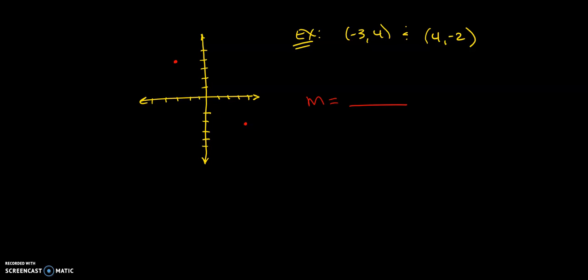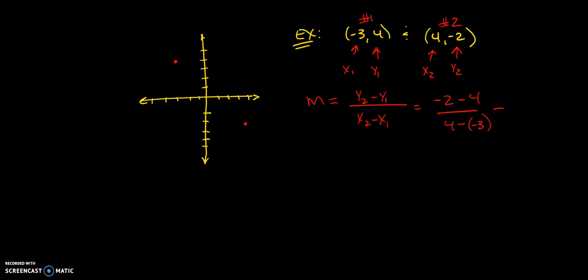You must memorize it. All right, so this is going to be our y2 value, and this is going to be our y1 value, assuming I do my left to right scheme and say the one on the left is number 1 and the one on the right is number 2. That makes the negative 3 x1 and it makes the 4 x2. So my formula being y2 minus y1 over x2 minus x1, that's going to be a negative 2 minus 4 over a 4 minus a negative 3.